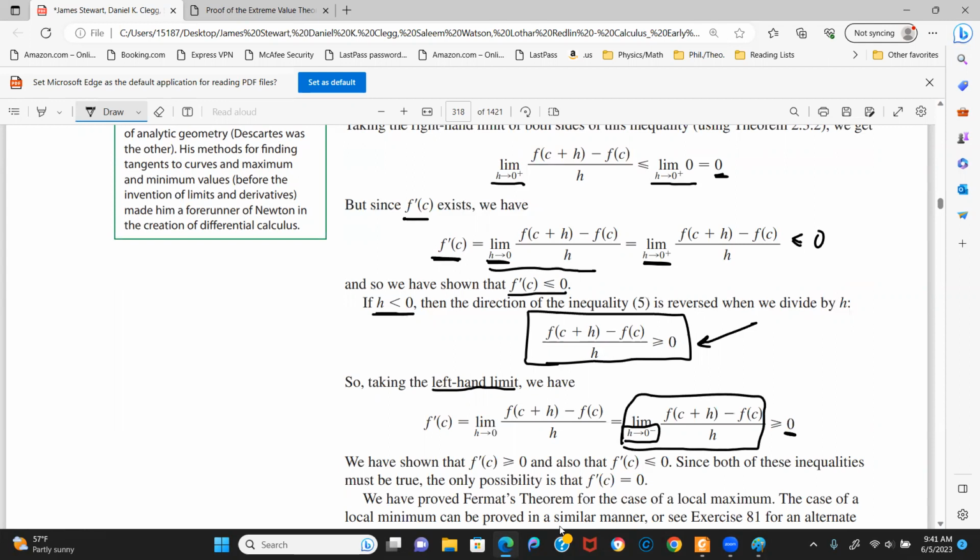But we're assuming that the function is differentiable. So this limit exists and it equals this, the limit as h goes to 0, which has to equal also this left-handed limit. So this shows that f prime of c is bigger than or equal to 0. But don't forget that we showed that it's also less than or equal to 0, right? So putting everything together, f prime of c is bigger than or equal to 0 and less than or equal to 0. If you combine these, the only possibility is that f prime of c equals 0. And that's the conclusion. That's what Fermat's theorem says.